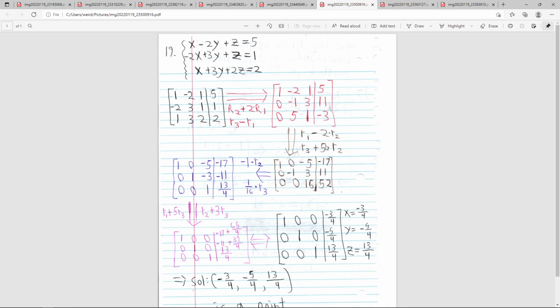Now in brown we have R1 minus 2R2 and row 3 plus 5 times R2. So R2 is unchanged, and we fix row 1 and row 3. We got 2 more zeros. It's starting to look like it. Negative 1 times row 2 gives 1, and we'll do 1/16 times row 3. We get a diagonal of 1s now. So we just need to do some more touching up: row 1 plus 5 times R3 and row 2 plus 3 times R3.